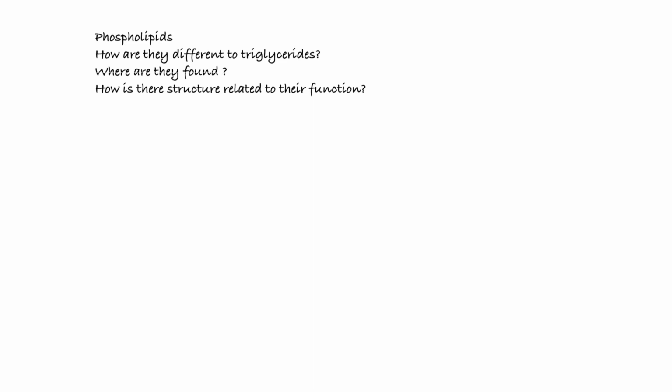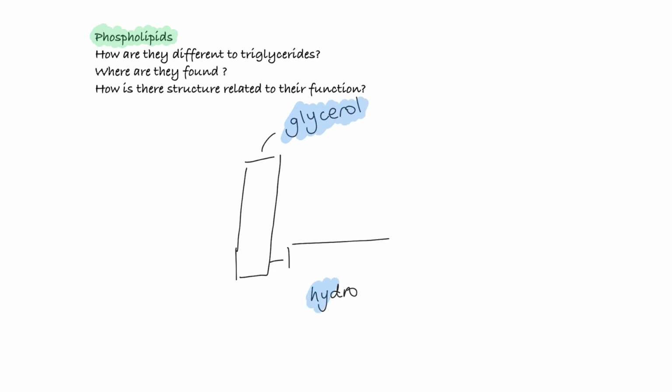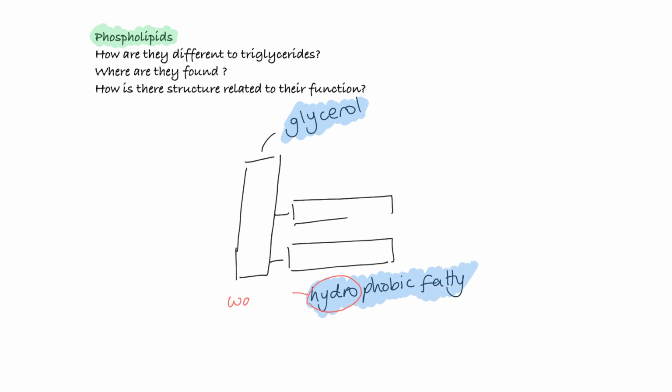Phospholipids. How are they different to triglycerides? Where are they found? And how is their structure related to their function? A phospholipid actually looks very, very similar on a molecular level to a triglyceride. It's got a glycerol molecule, and then it's got two hydrophobic fatty acid tails. One of the hydrophobic fatty acid tails has been replaced by a hydrophilic phosphate group.